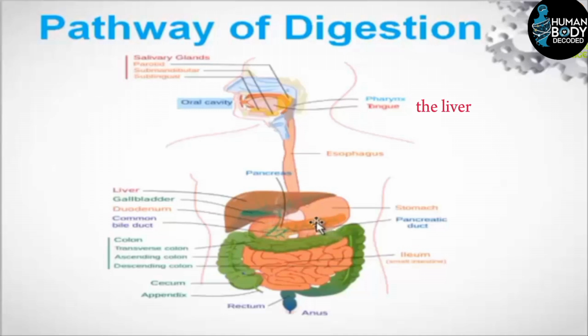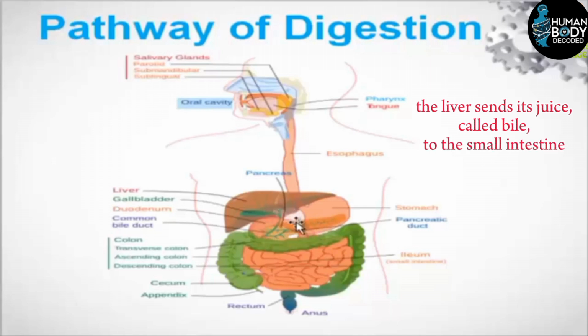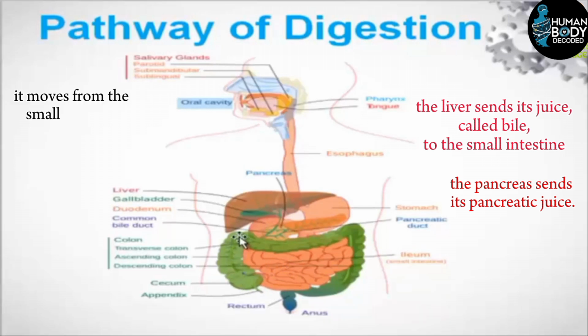The liver sends its juice, called bile, to the small intestines, and similarly, the pancreas sends its pancreatic juice. Both of these juices reach the small intestines and further digest the food. After the food is digested, it moves from the small intestines to the large intestines.